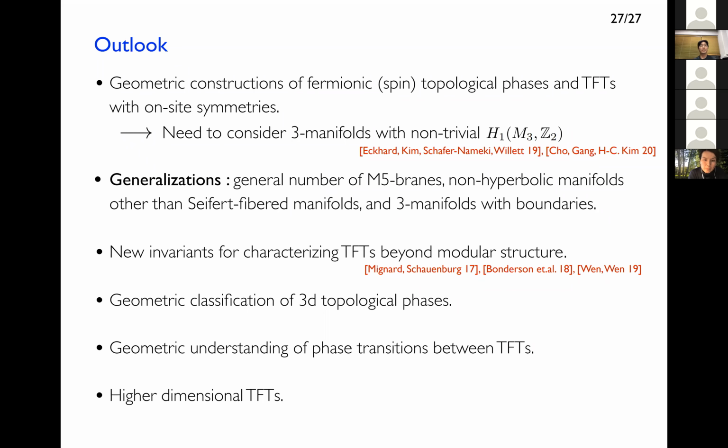Another interesting question is whether we can classify all 3D topological phases by using our geometric construction. And also it would be interesting to find the geometric interpretation of phase transitions between topological phases. And lastly, generalization to higher dimensional TFTs using the M theory construction or string theory construction would be a very interesting problem.